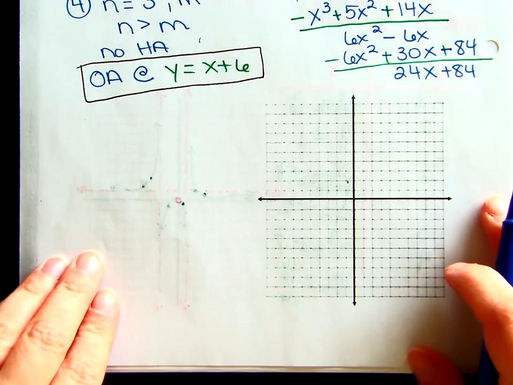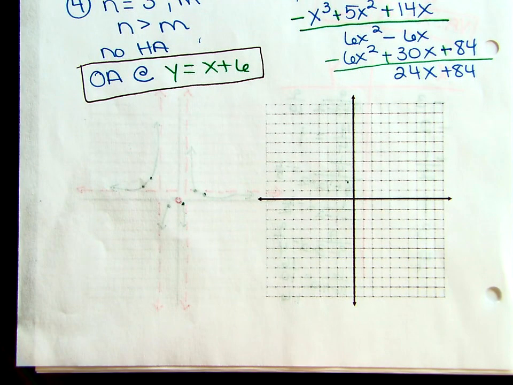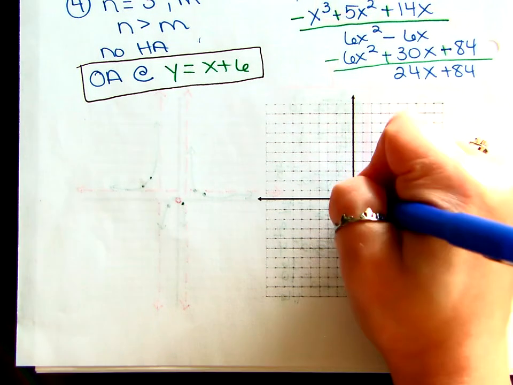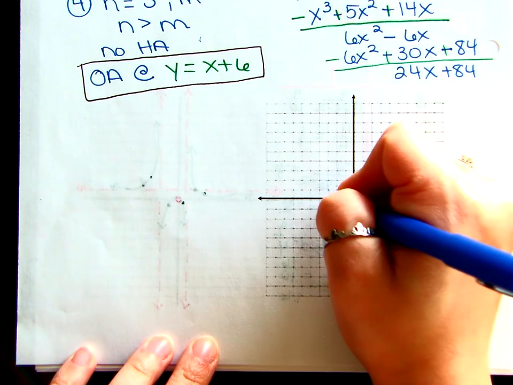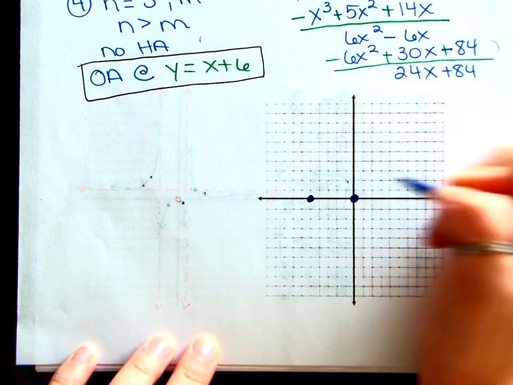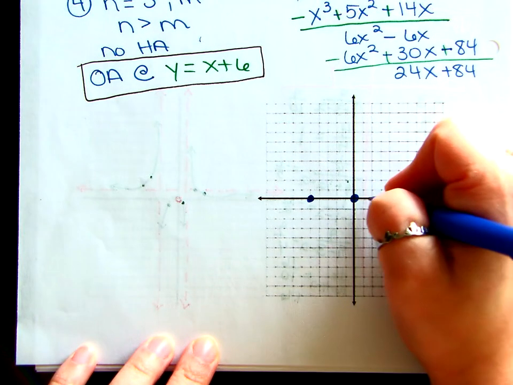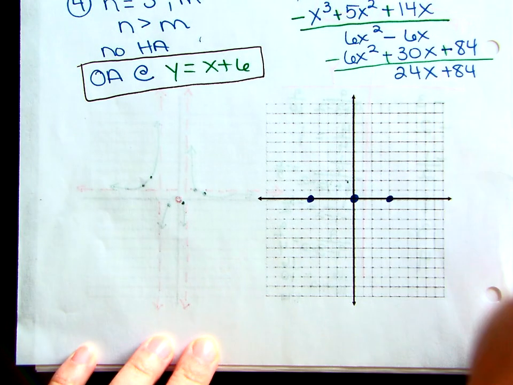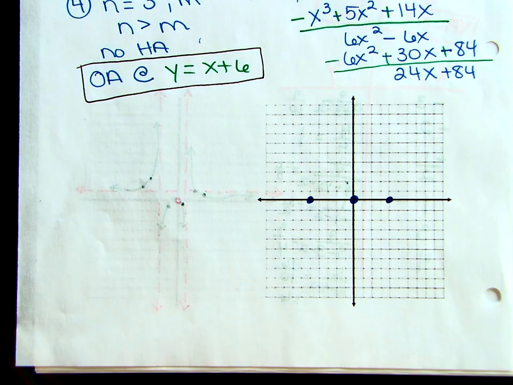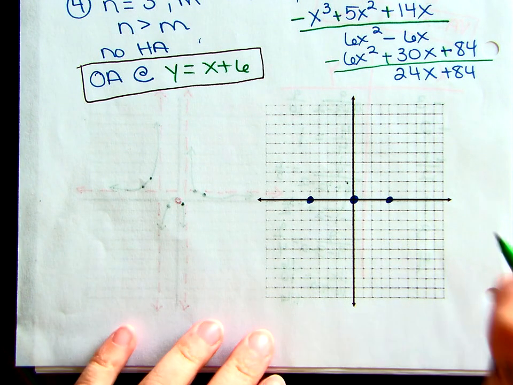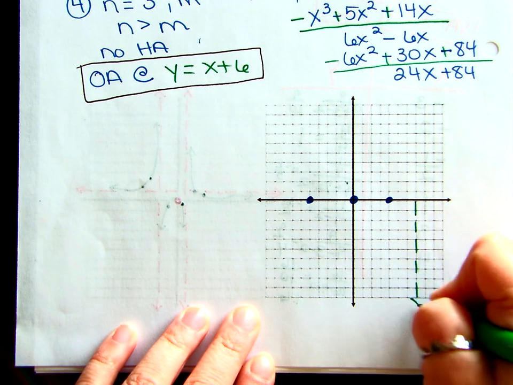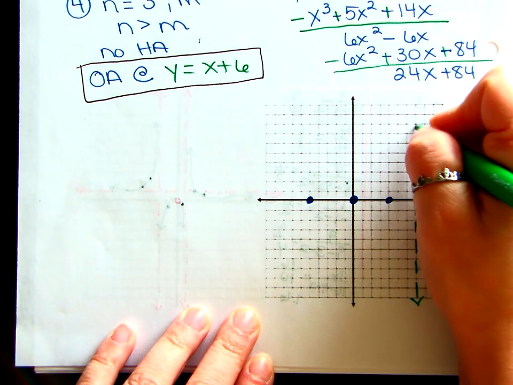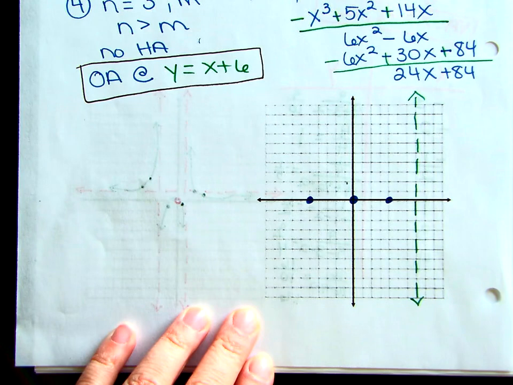So, what we do know is we have a y-intercept at 0, 0, which is also our x-intercept there. We have an x-intercept at negative 5, 0. 1, 2, 3, 4, 5. We have an x-intercept at 4, 0. 1, 2, 3, 4. We have vertical asymptotes at x equals 7. 5, 6, 7. And at x equals negative 2.